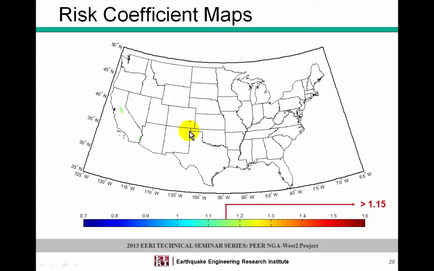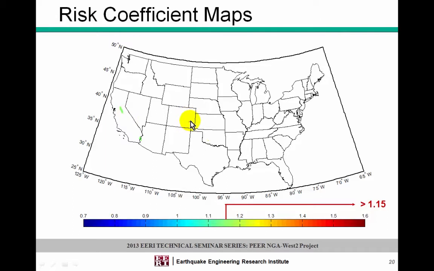And then this is showing, and you might not see any places on, well, you can see a few probably, places where the risk coefficient is greater than 1.15. So where a risk-targeted approach increases the ground motion relative to using uniform hazard ground motions by more than 15%. And the main place is Sacramento. So this brings things up by about 15% or so in Sacramento.